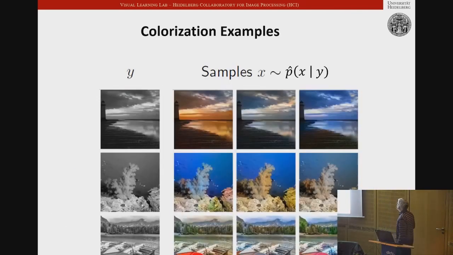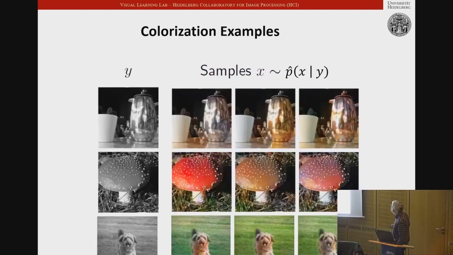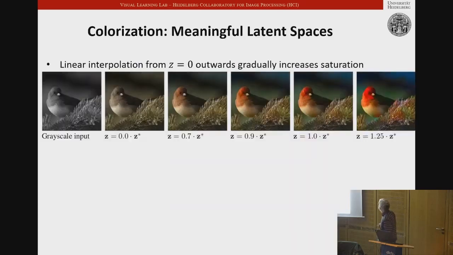Here are some more examples. On the left are the grayscale images, on the right are diverse colorizations. Here, even more examples. You also see it's not fully perfect here. The color of the mushroom is a bit inconsistent, which is always one of the failure cases of colorization algorithms. And the other failure case is that the color leaks out into the background. If you want to see the failure cases, you need to look into our paper.